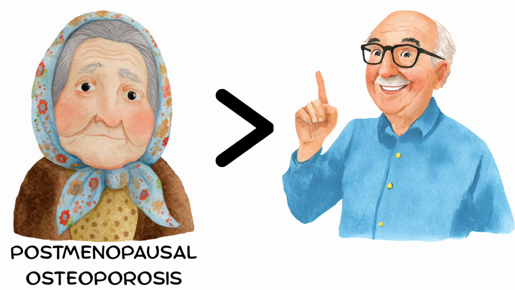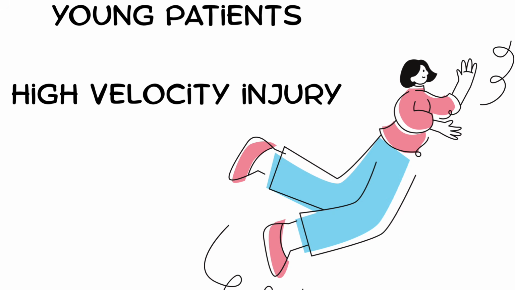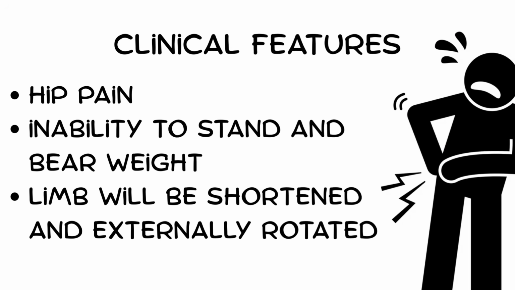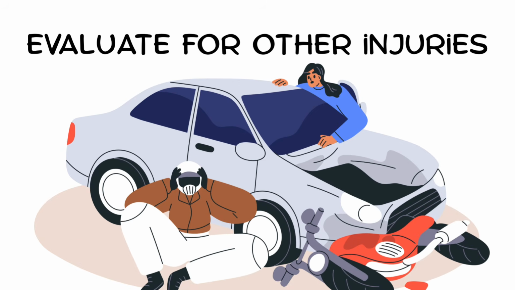Neck of femur fracture is quite common in the elderly population, and it is more common in females as compared to males because of postmenopausal osteoporosis. And in young patients, it can occur in high velocity injury like road traffic accidents. Clinical features: these patients present with hip pain and they'll be unable to stand and bear weight over the fractured side, and the limb can be shortened and externally rotated. As I said, it can occur in high velocity injuries, so always make sure to rule out other injuries which can be present along with the neck of femur fracture.